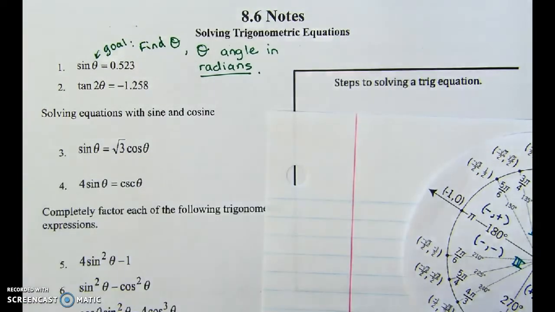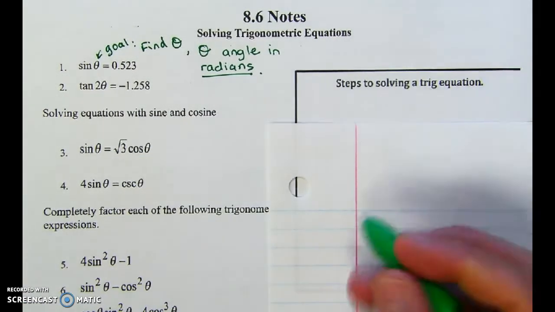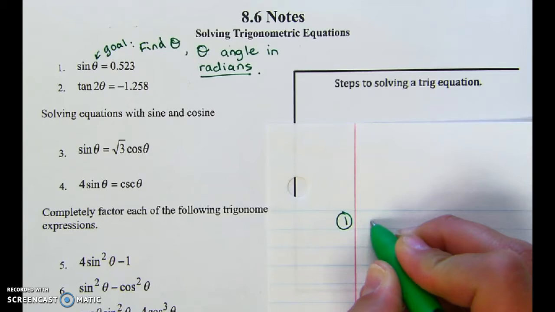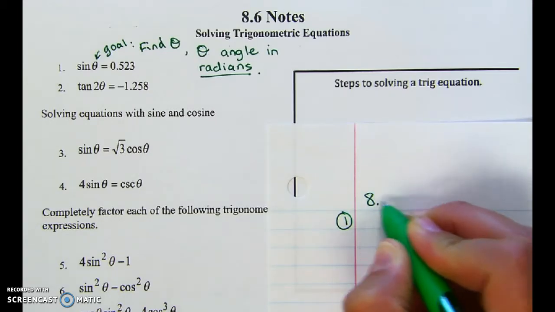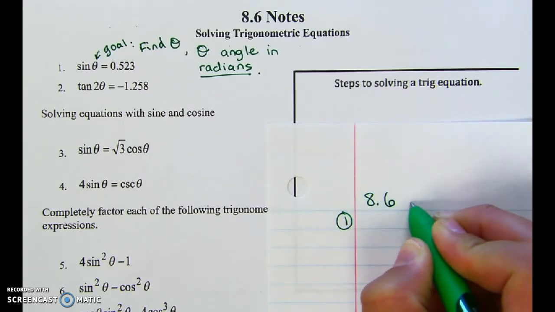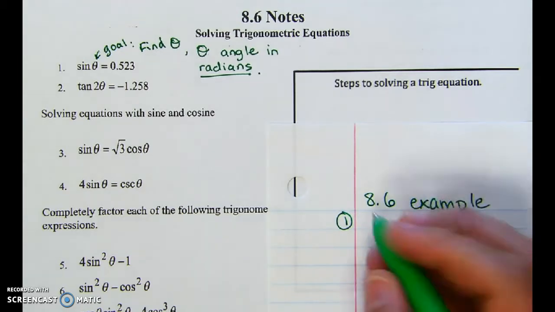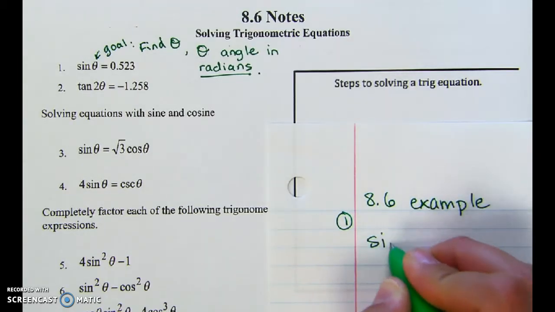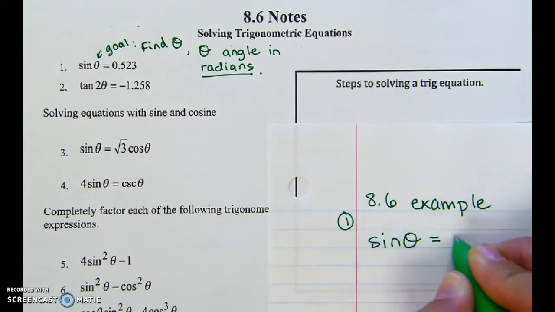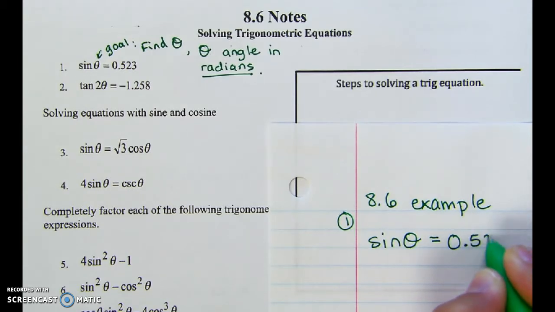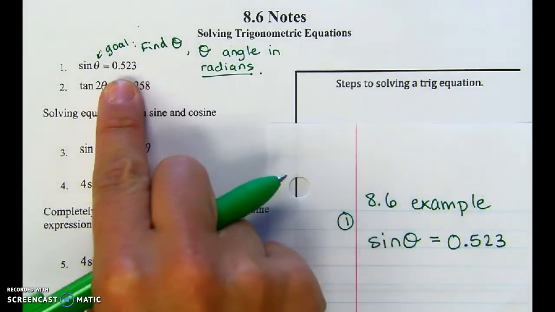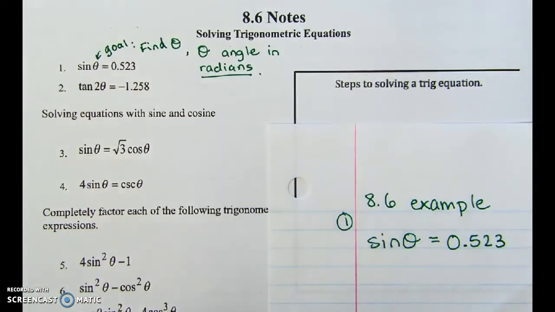So to start, example 1. So this little piece of paper will be 8.6 examples. Here we go. Example 1, the sine of theta. Here's the thing, you've already done this. That's why I'm letting you know. Now, is this number on the unit circle? Nope. So if it's not on the unit circle, then you use the calculator to find it.